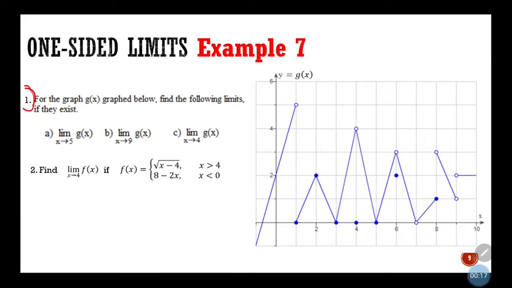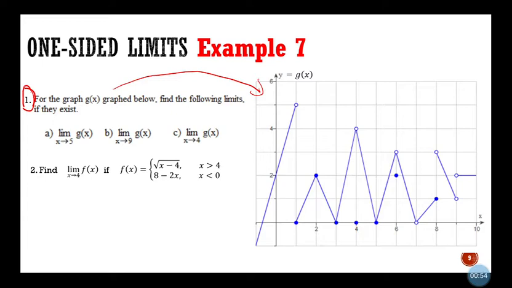it is somehow similar to what we have discussed in example 6, where it is mentioned here for the graph g(x), find the following limits if they exist. The graph g is as shown here. As I have explained to you, to determine the limit from the graph, all you need to do is first find the limit from the left, then determine whether it's the same or not as the limit from the right, then you may conclude, right?